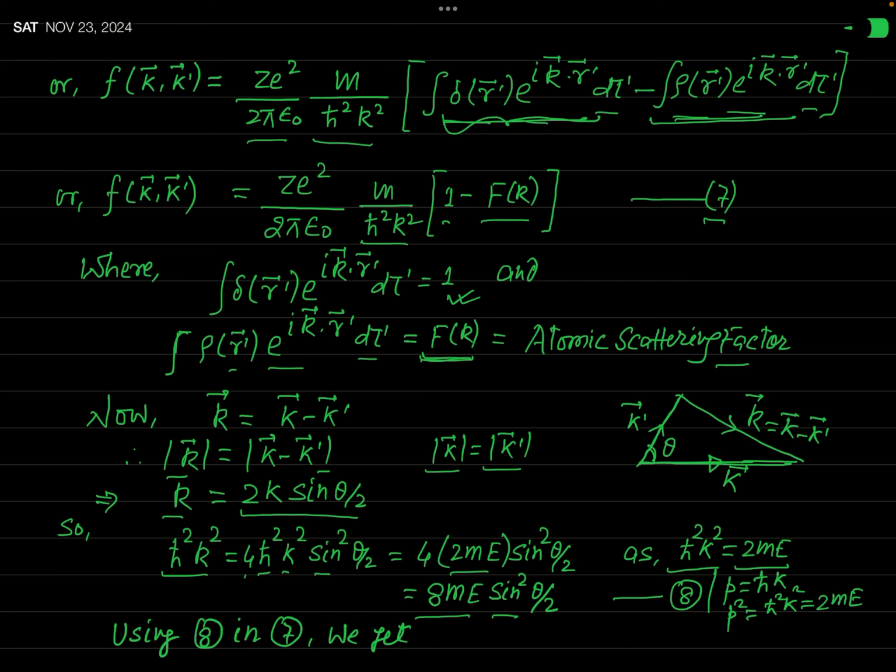Now let us use this value of h bar square kappa square in this equation 7, for getting the value of the scattering amplitude, which is denoted by the symbol f of k comma k dash, or f of theta comma phi.